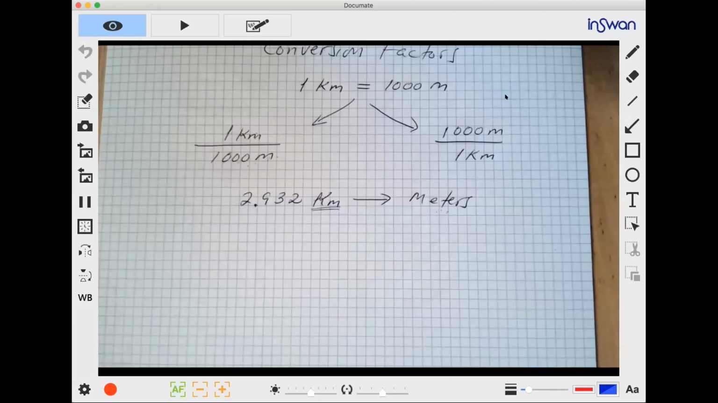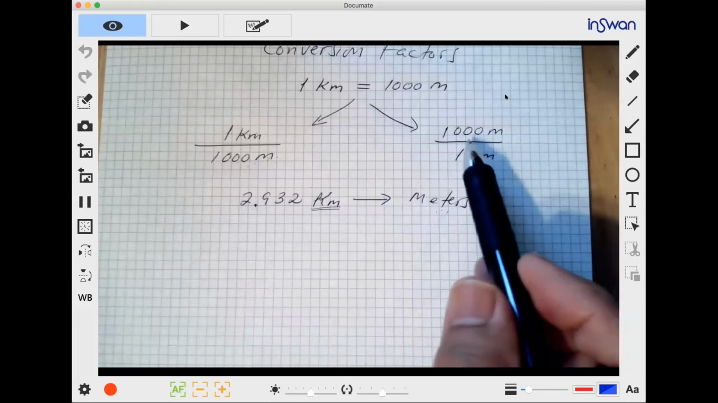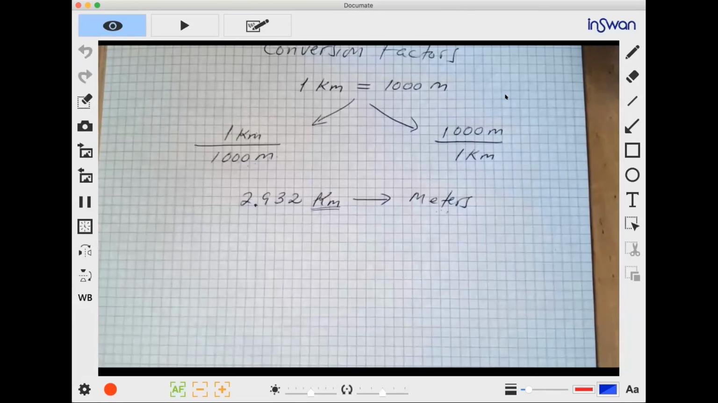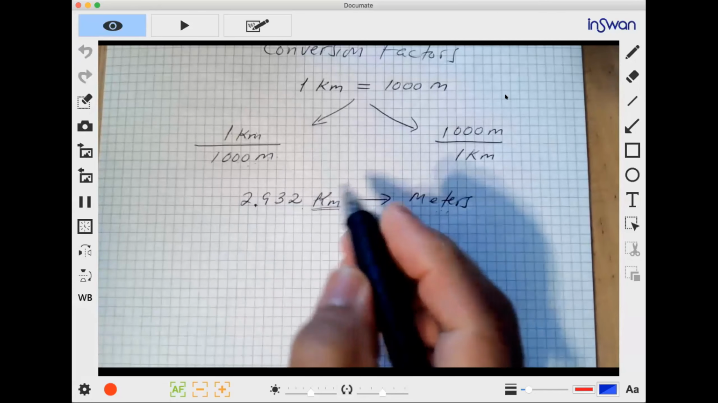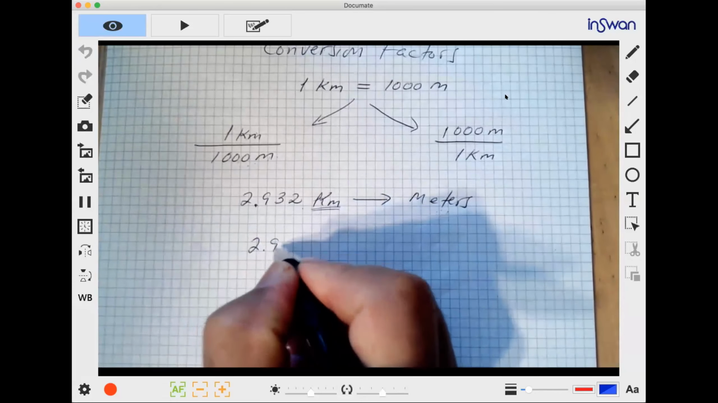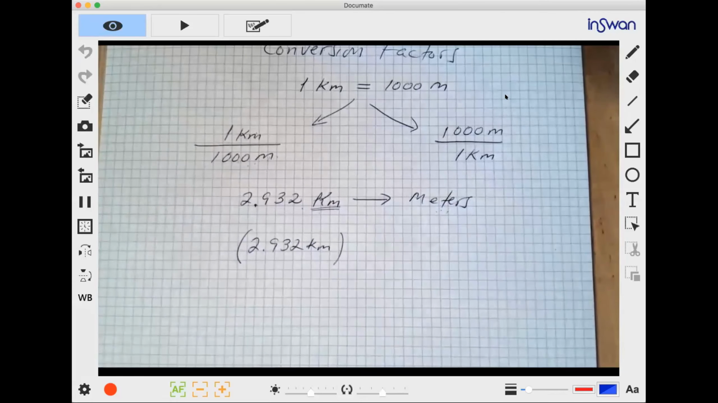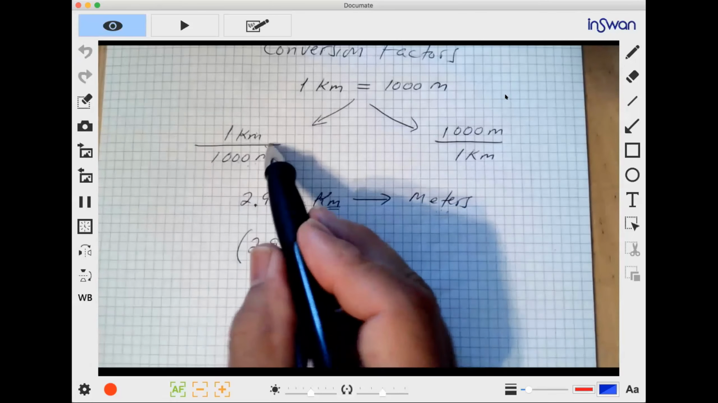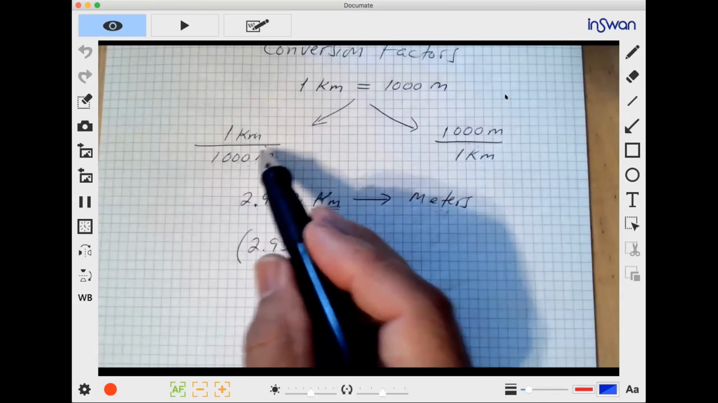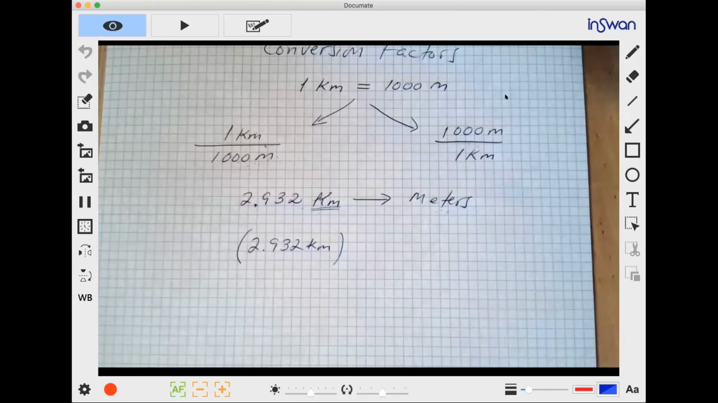But if you don't, I'm going to be emphasizing that we need to choose one of the two conversion factors by thinking multiplication. I know you're going to be thinking, well, we're really dividing, but just bear with me and you'll see what I mean. So what we're going to do now is I'm going to copy that number again, 2.932 kilometers. And I'm going to put a parenthesis because I want to multiply that number by one of these two conversion factors. So which of the two am I going to choose?